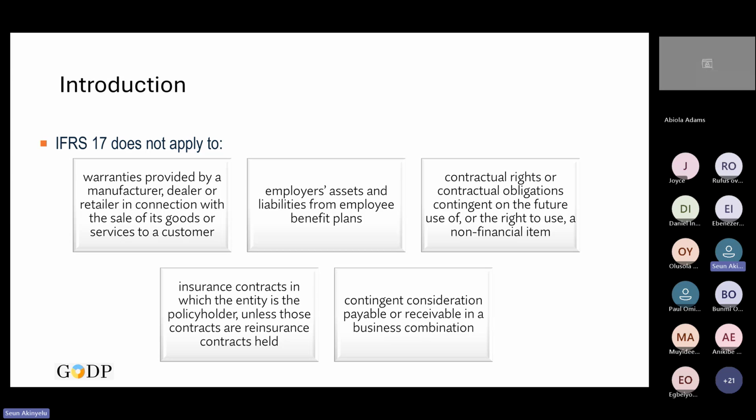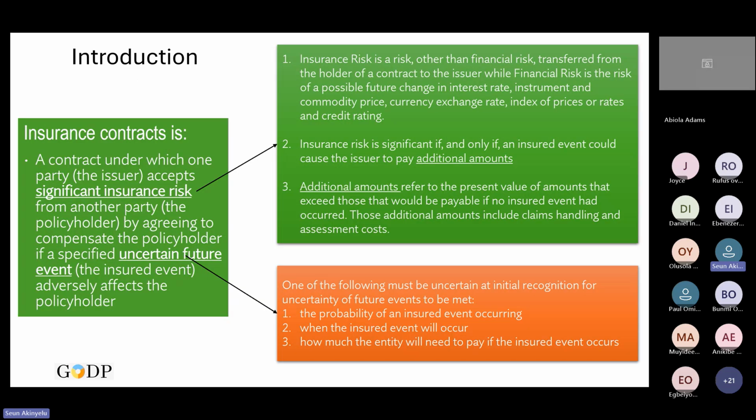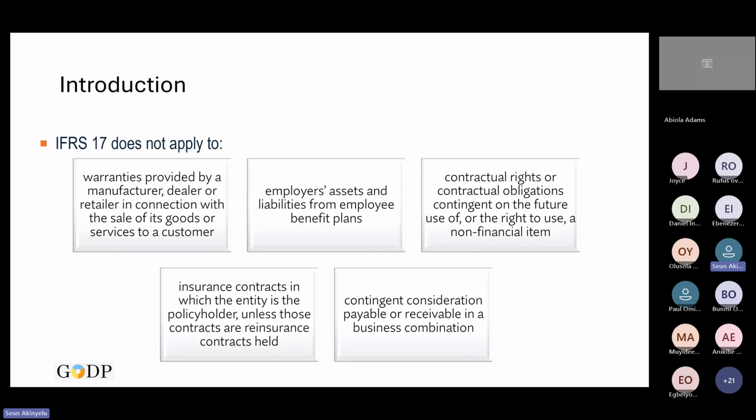In many warranties, what you would have to do is either repair the asset or replace the asset. So such is not within the scope of IFRS 17 because there's no outlay or compensation that you would have to pay as a result of an insurance risk. So if there's no significant insurance risk, you are not within the scope of IFRS 17. Or things like employer's asset and liability from employee benefit plan.